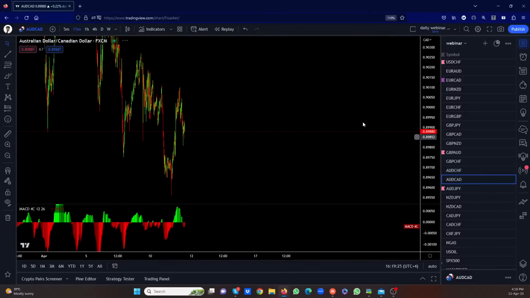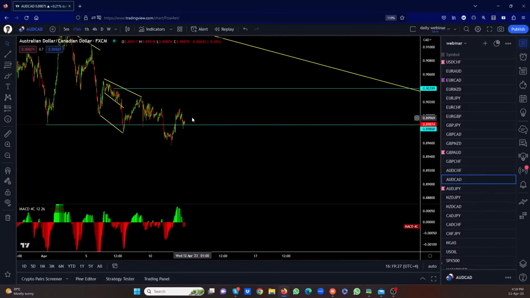Aussie CAD. We're coming back down. Pretty much something like a channel at the bottom here. This whole piece looks like a channel. Take this off.